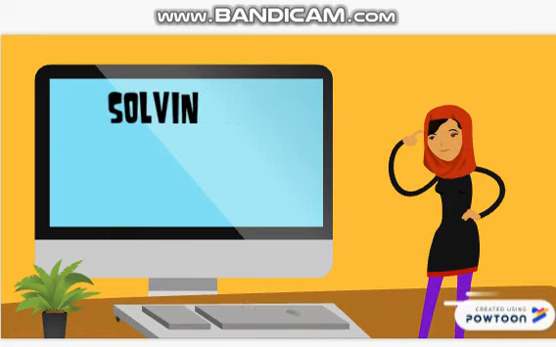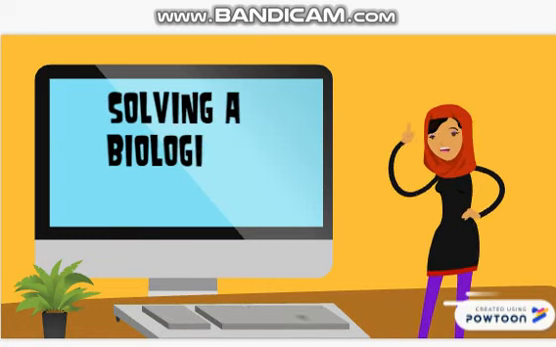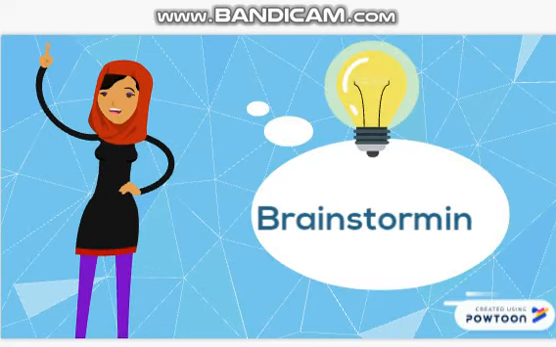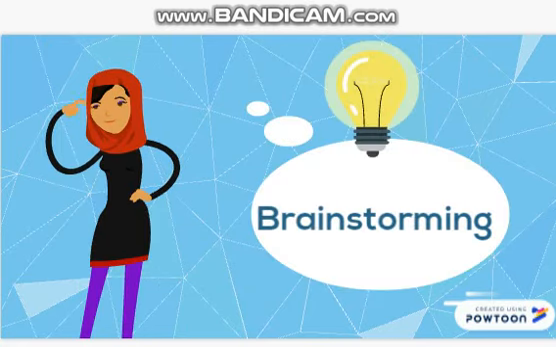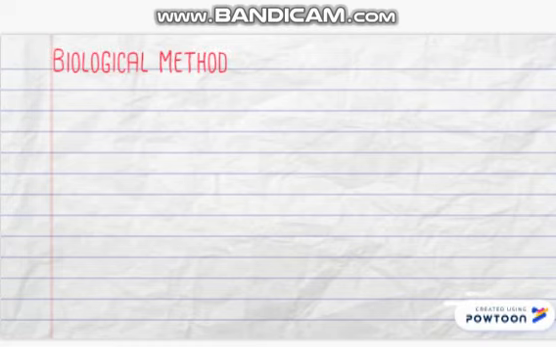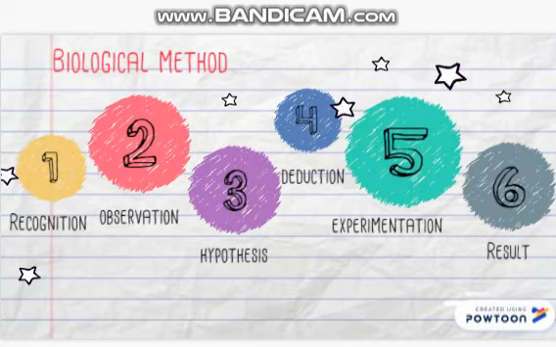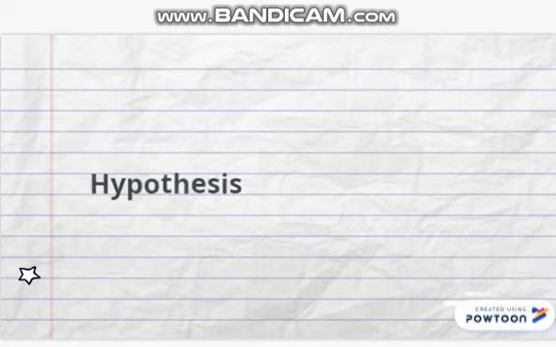The chapter we are studying is solving a biological problem. Let's find out which topic we are going to study today. We have studied about the biological method and its steps: recognition, observation, hypothesis, deduction, experimentation, and results. Then what happened next? What if our hypothesis is accepted, and what if it is rejected?